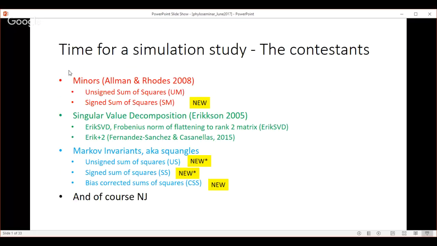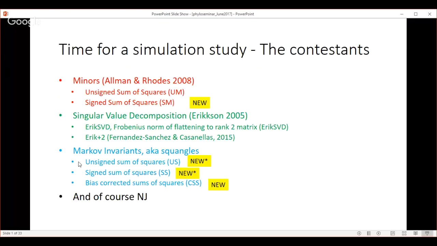And so what are our contestants? We've got a couple of methods based on the edge invariants, the minors. First, an unsigned version that computes these 16 minors for each flattening, sums them up, without doing a sum of squares, and picks the one where the sum is closest to zero, so the smallest one. Then I've got a version of the minors that explicitly uses the information about the linear combinations and our expectations about whether things should be positive or negative, so it's the residual sum of squares idea. I've got the methods based on singular value decomposition, using the idea that these matrices should have rank two: Eric's SVD, and the recently proposed modification to that.